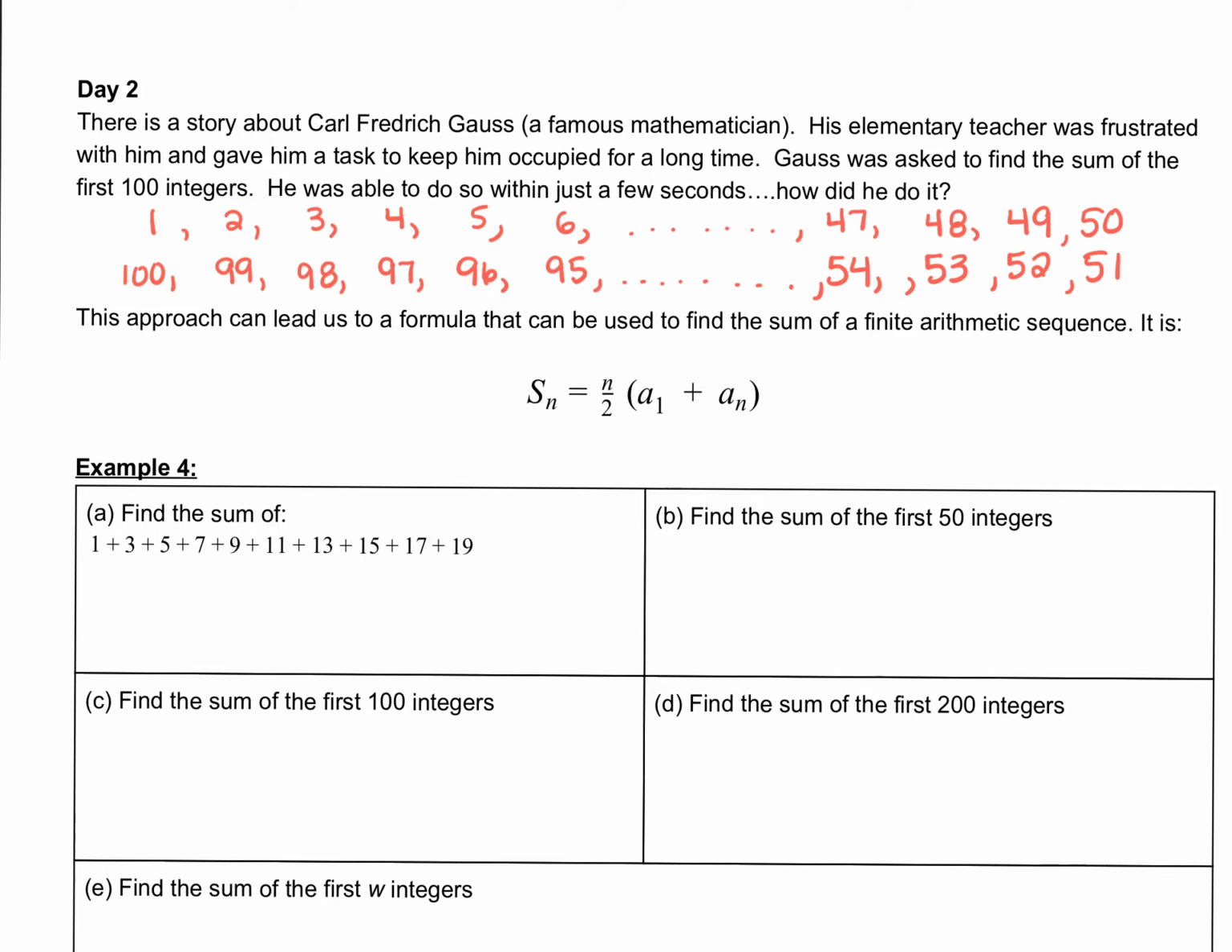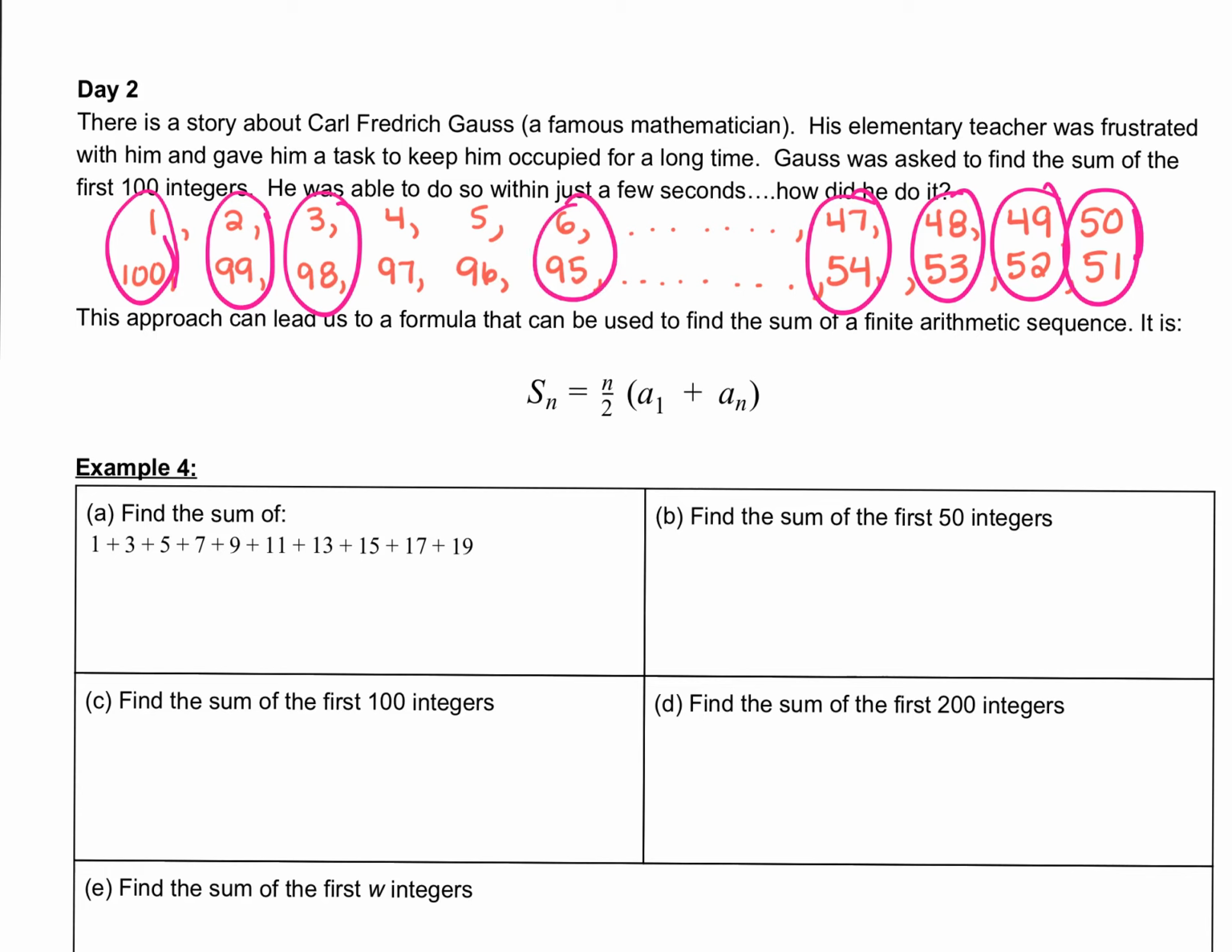Here's a hint. He organized the numbers like this in his head. He started with 1 up to 50, counting up, and then started with 100 and counted down to 51, and he paired them up like you see here. What do you notice about every one of these sums? Well, they add up to 101. We've got a bunch of these pairs of numbers that all add up to 101, which is interesting.